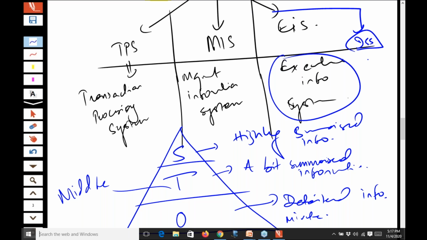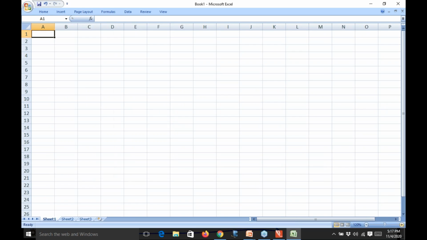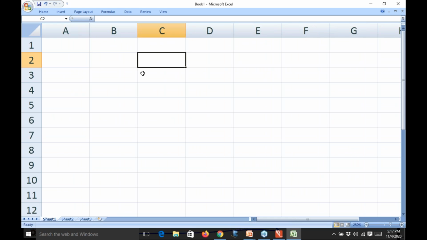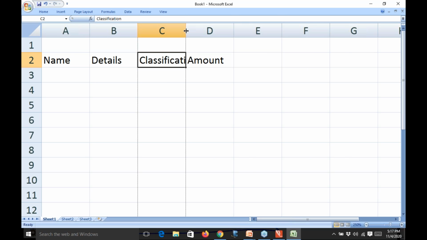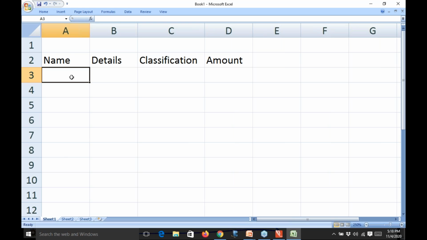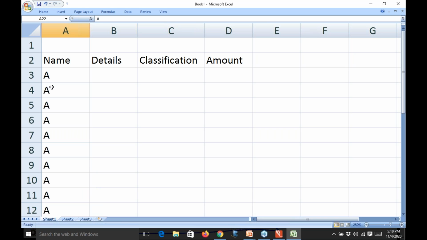Now let me demonstrate to you how these information systems actually operate. I am going to guide you through an example. Let's say this is details, this is classification, this is amount, and name. I'm trying to create data like this: A, B, C, D, E, F, G, H, I, J, K, L, M, N, O, P, etc.